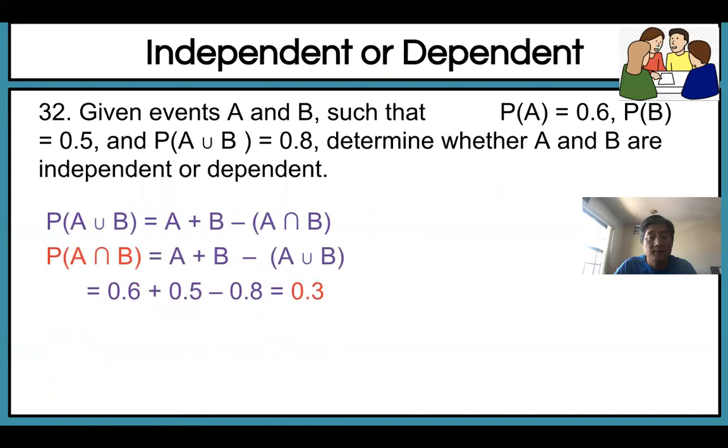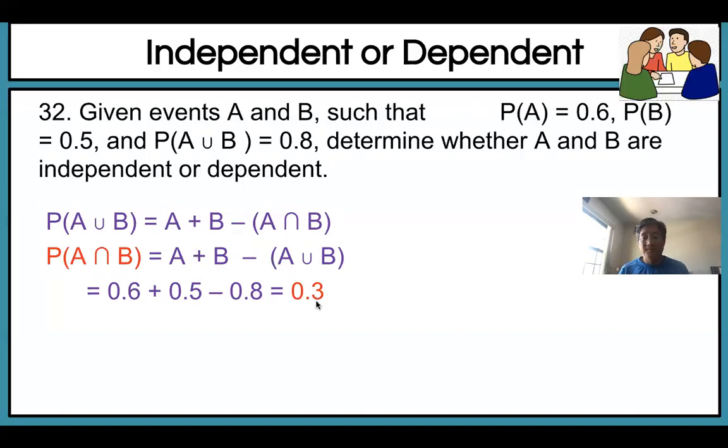So let's try this one. Can you move this one to here and this one to here to solve for A intersection B? When you move it to the other side, change the sign, right? And minus becomes positive. Now, to solve for P(A intersection B), we know the probability of A is 0.6, the probability of B is 0.5, and A union B is 0.8. If you subtract, P(A intersection B) is 0.3.